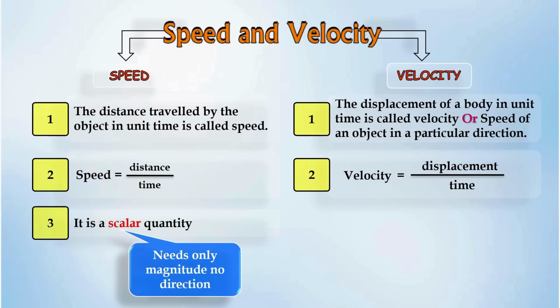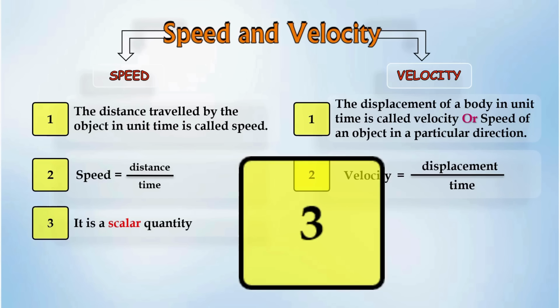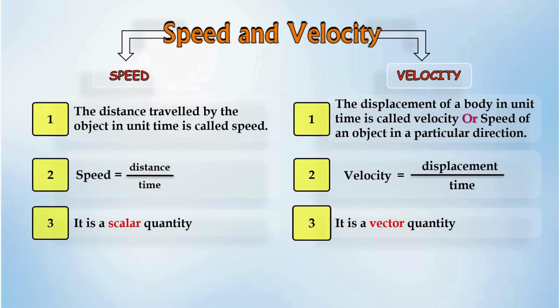Now let us move to velocity. Velocity is defined as the displacement of a body in unit time. It can also be understood as the speed of an object in a particular direction. The formula for velocity is velocity equals displacement divided by time. Unlike speed, velocity is a vector quantity. This means it requires both magnitude and direction.